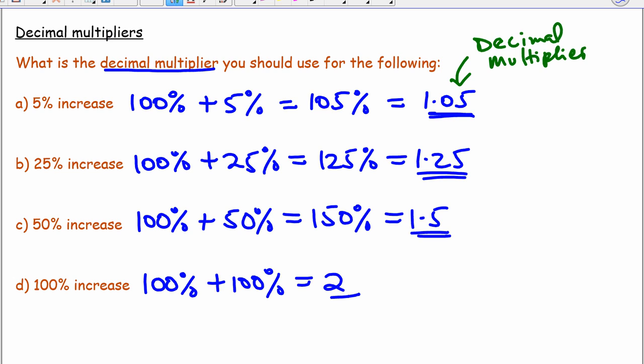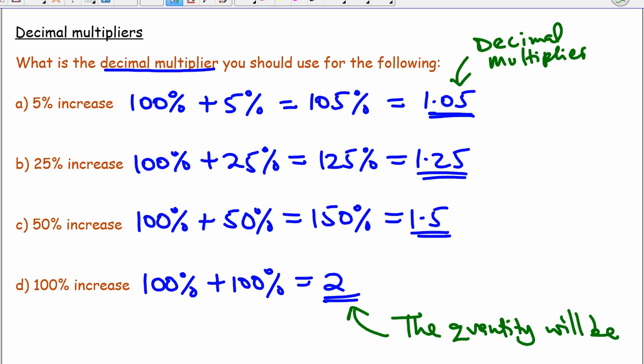So what does this mean? This means that increasing by 100% is the same as doubling. So basically the quantity will be doubled. Okay, so if you increase by 100%, that's the same as doubling the quantity that you're trying to increase.